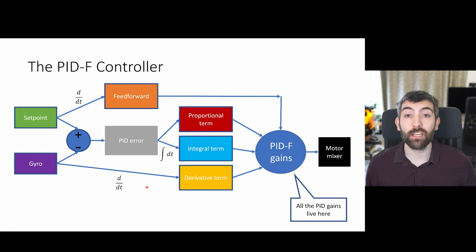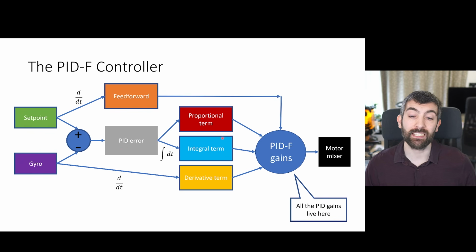We're going to start with a quick look at the Betaflight PID-F Controller so you can see where all the sections are and how they connect to each other. The inputs to the PID controller are the set point, which is the position of your sticks, and the gyro, which is the sensor measuring the rotational rate of the quad on all three axes. The set point minus the gyro is the PID error. So that's the difference between what you're telling the quad to do and what it's actually doing.